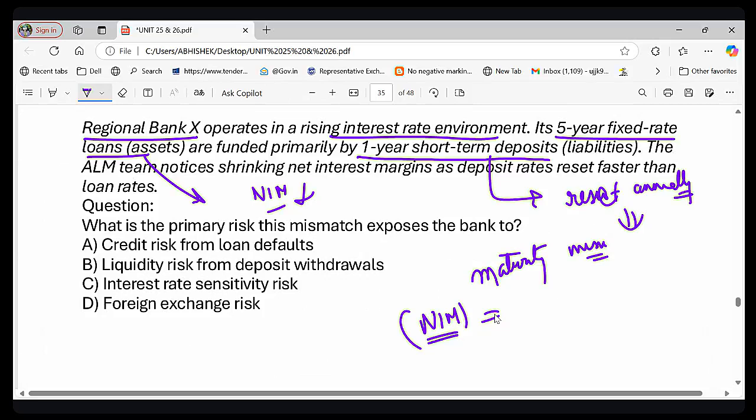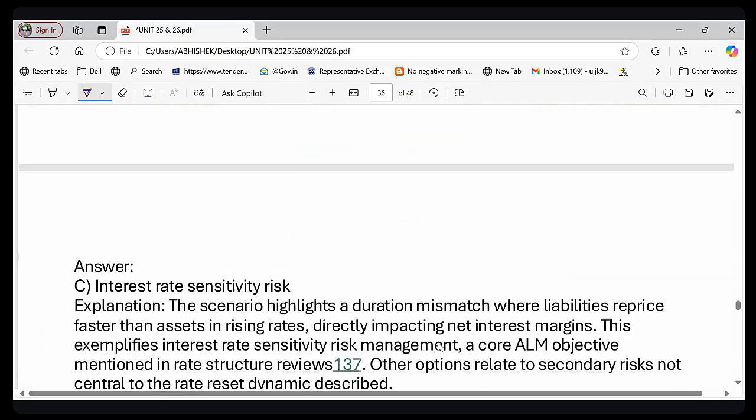So obviously, net interest margin will get reduced, and obviously the profitability will get reduced, right? So this is called interest rate sensitivity risk. Option C is the correct answer, right? It refers to the risk that the bank's profits are impacted by changes in the interest rate. In this case, because the bank's liabilities reprice faster than the assets, that is why it loses out. And managing this interest sensitivity risk is the core part of ALM, asset liability management. So that is the point. I hope that is the easiest question possible. Let's switch to the next question.